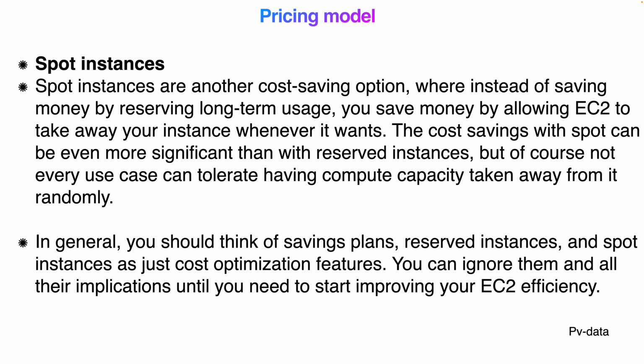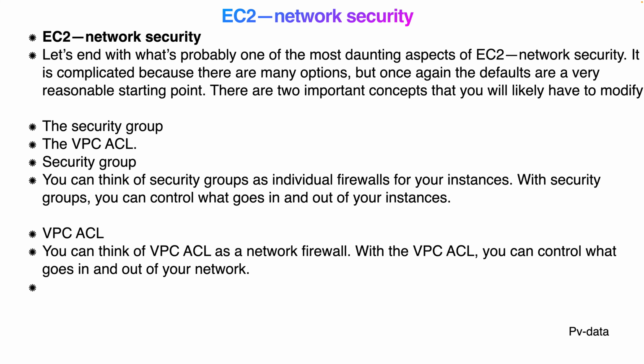Spot instances are another cost saving option, where you save money compared to reserving for long term use. You save money by allowing EC2 to take away your instance whenever they want. The cost savings with spot can be even more significant than with reserved instances, but of course not every use case can tolerate having computing taken away from you randomly. In general, you should think of savings plans, reserved instances, and spot instances as just cost optimization features. You can ignore them at first, until you need to start improving your EC2 efficiency.